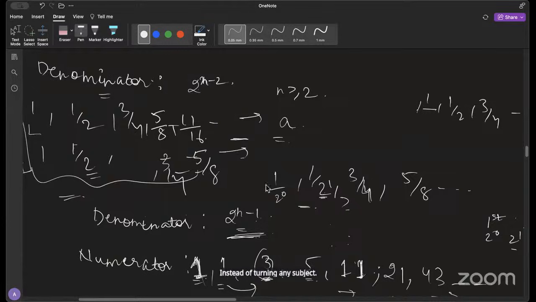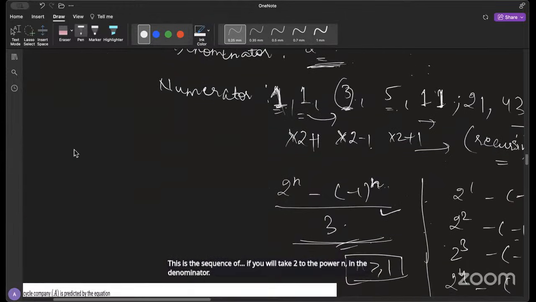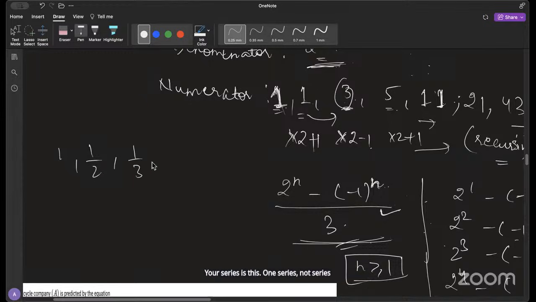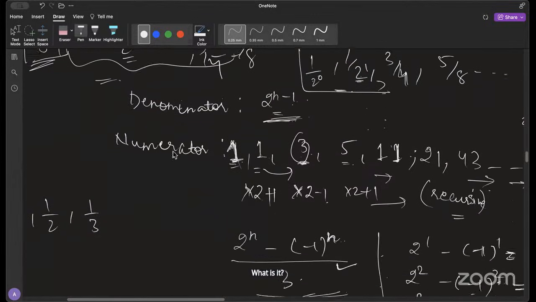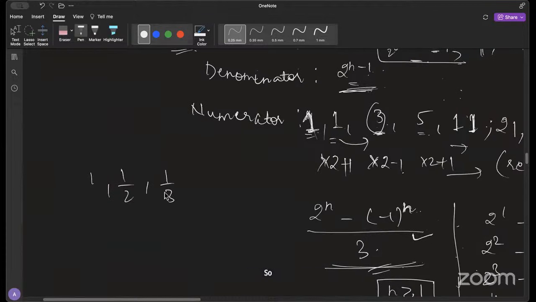If you take 2 to the power n in the denominator, your series is this one, sequence. This is your sequence. I'm just writing the denominator, right? I'm not bothering about the numerator, for both the general equation.